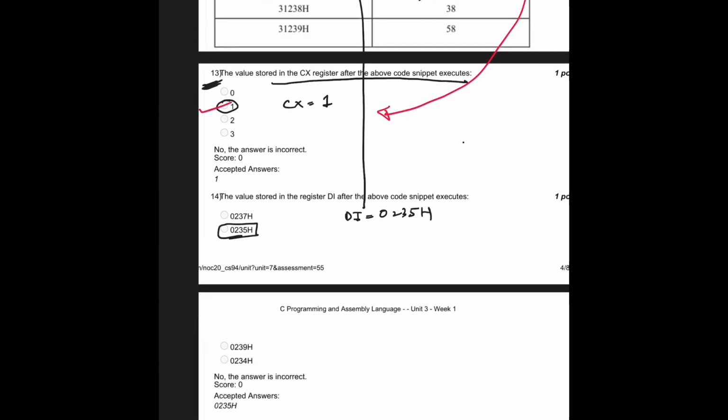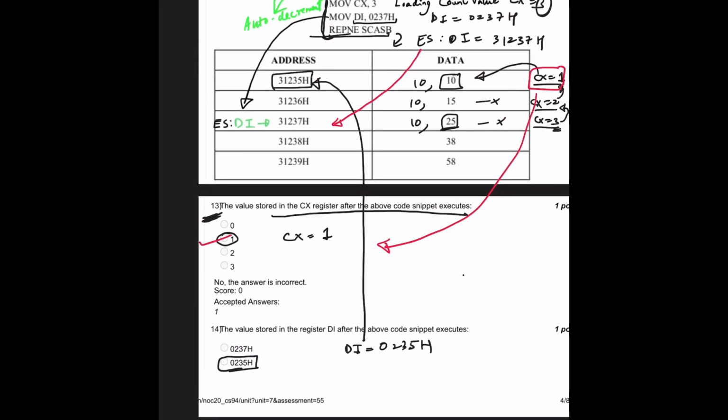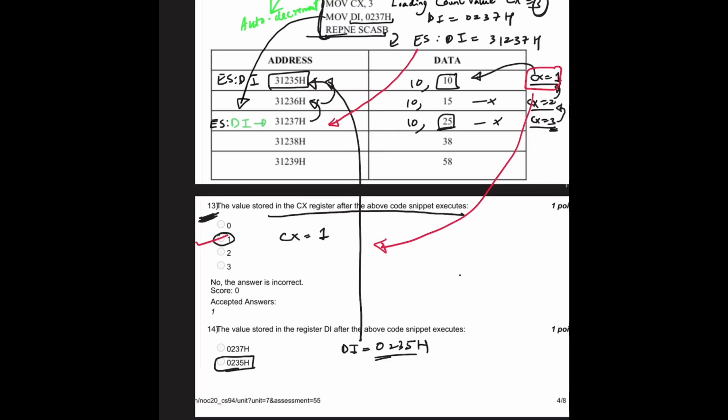The value stored in the register DI after the above code snippet executes is, so what happens is the DI auto decrements and it goes to 31236, and then 235. So this is ES colon DI. When you look at what only DI is, it is 0235H. So hence the answer 0235H.